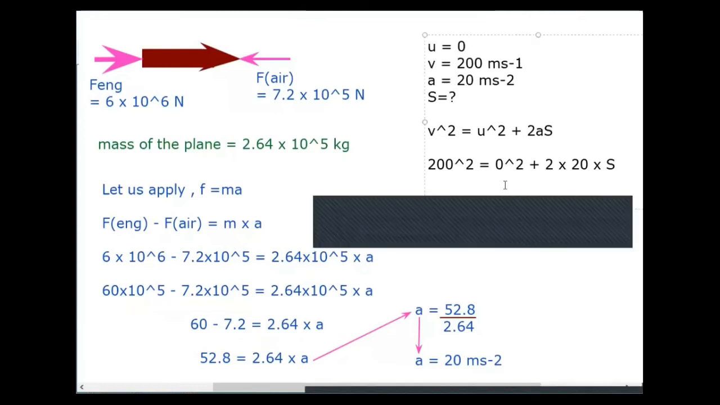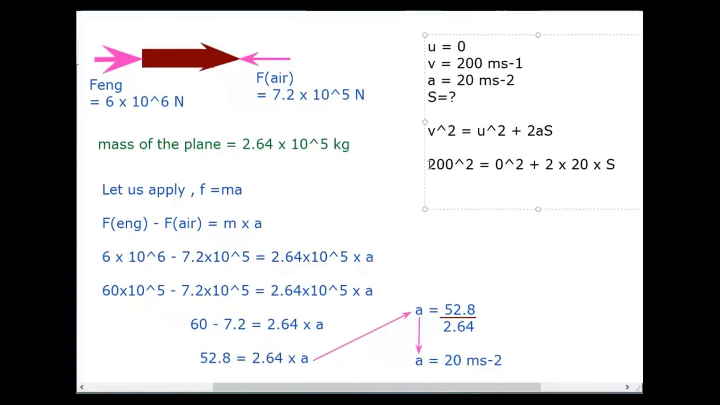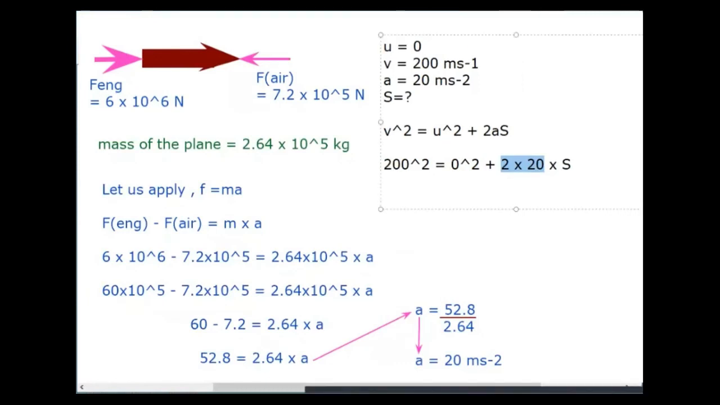I think you have obtained the answer. Time is enough. 200 square is there. 0 square is 0. What is 2 into 20? So it can be written something like this. Look at the board here. Can you hear me? Can you all hear me? Hello? Yes, sir. Right.